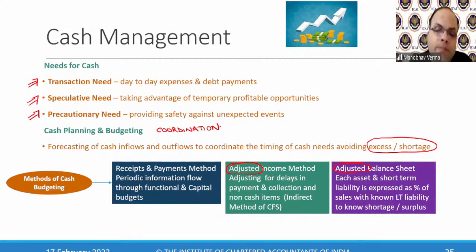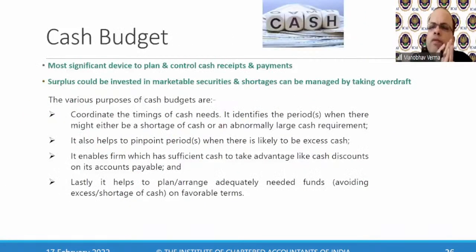Similarly, for the balance sheet piece, what we do is, all the assets and even the short-term liabilities, we generally convert them as a percentage of revenue. And again, the idea is how much funds are coming in and how much funds you need with respect to the liabilities. Our focus would be more on the cash budget on the basis of the receipts and payments method, though, and we'll be talking a little bit about it in terms of the practical exercise.